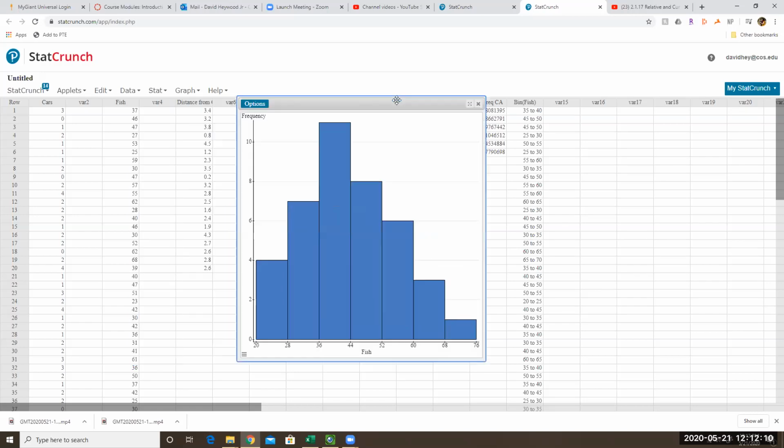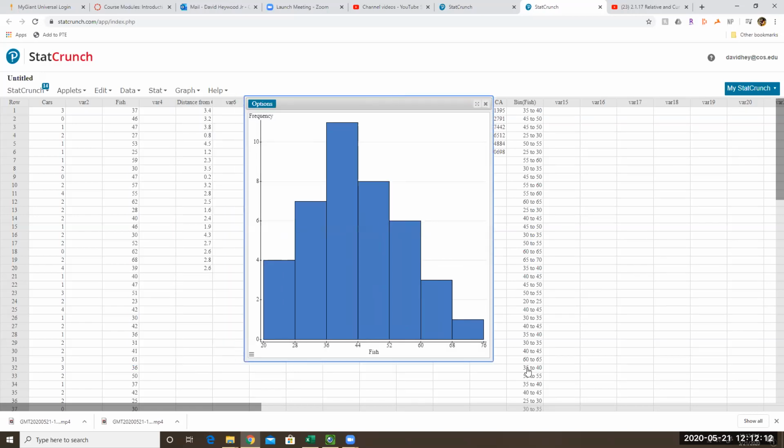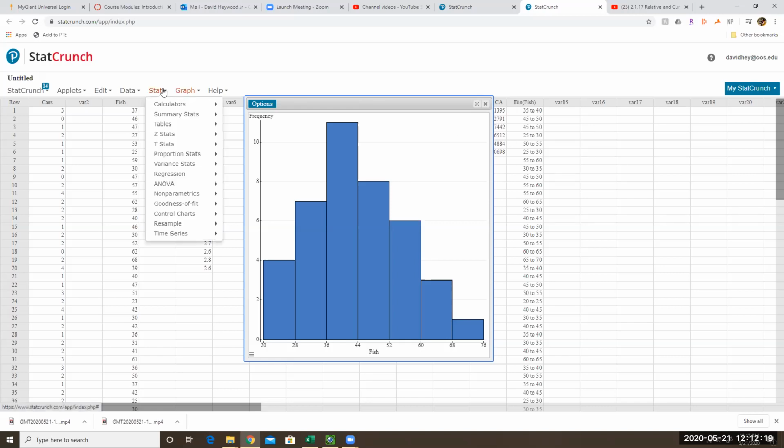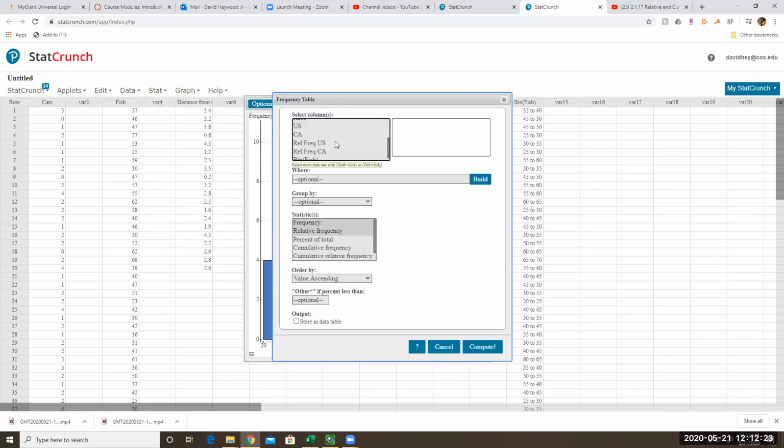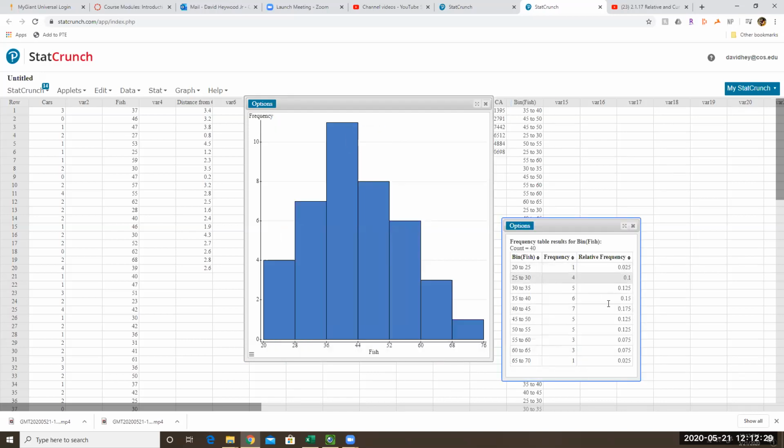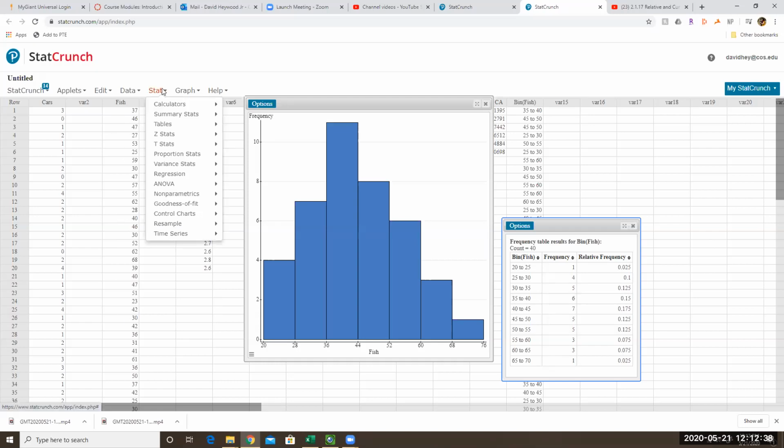And now I can go to stat, tables, frequency and create a frequency distribution for the binned data. See, then I get the frequencies and relative frequencies for the binned data. If I just do that with the raw data the way that it was in this column over here, I'm not going to get the correct results.